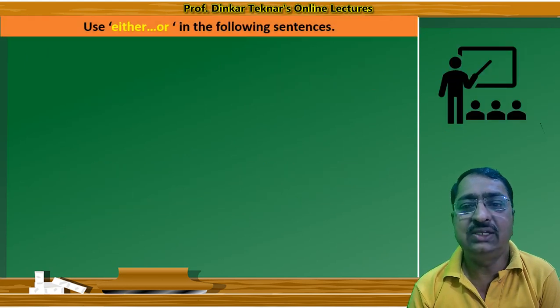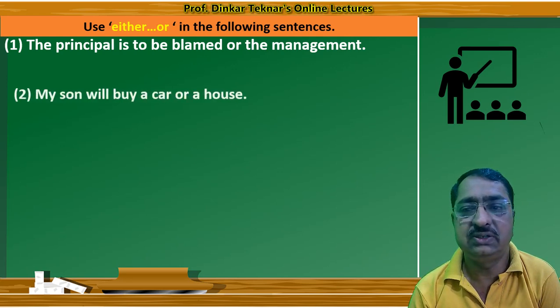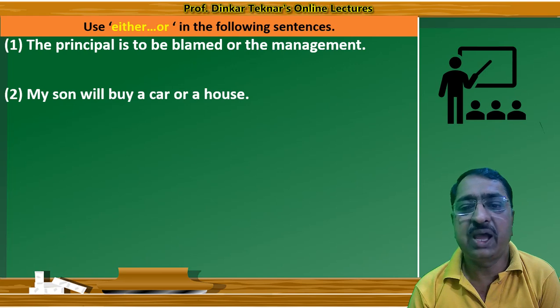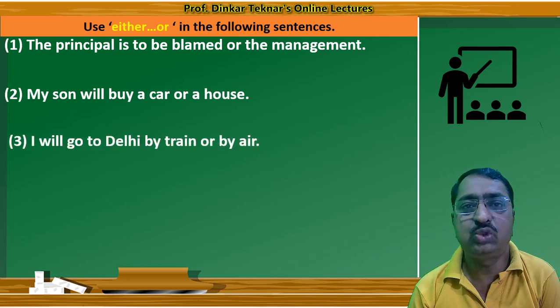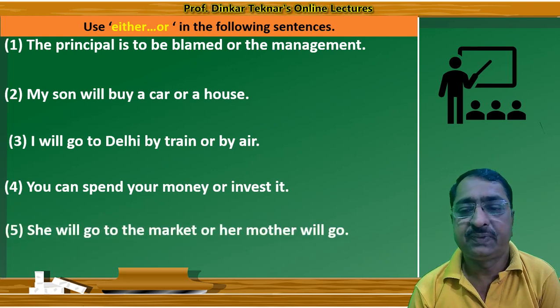Now use either...or in the following sentences. Here are 5 sentences. The principal is to be blamed or the management. My son will buy a car or a house. I will go to Delhi by train or by air. You can spend your money or invest it. She will go to the market or her mother will go.